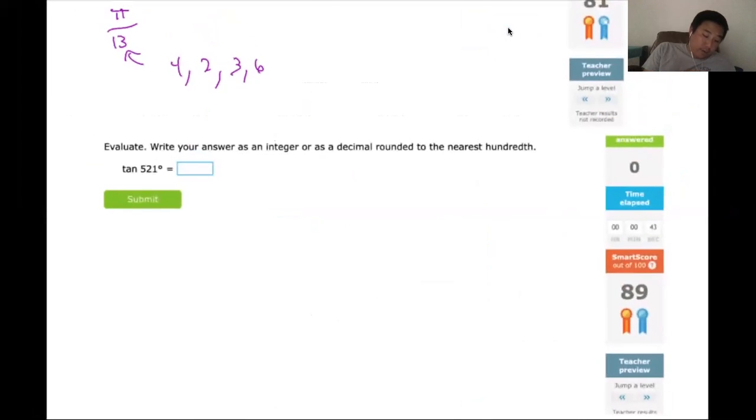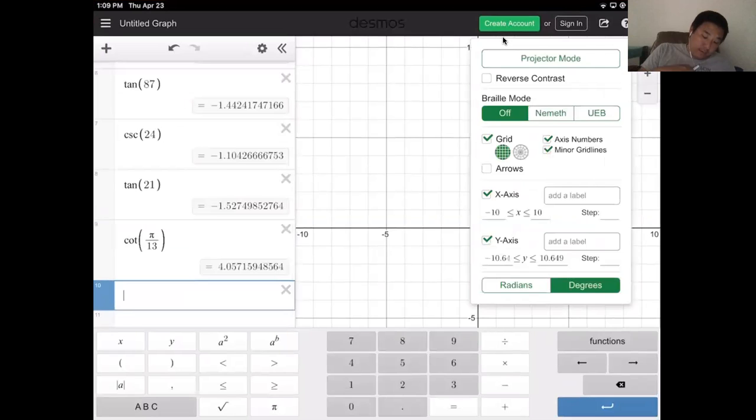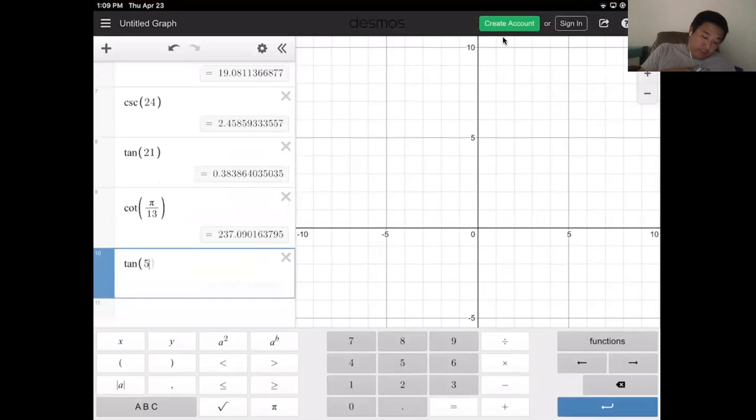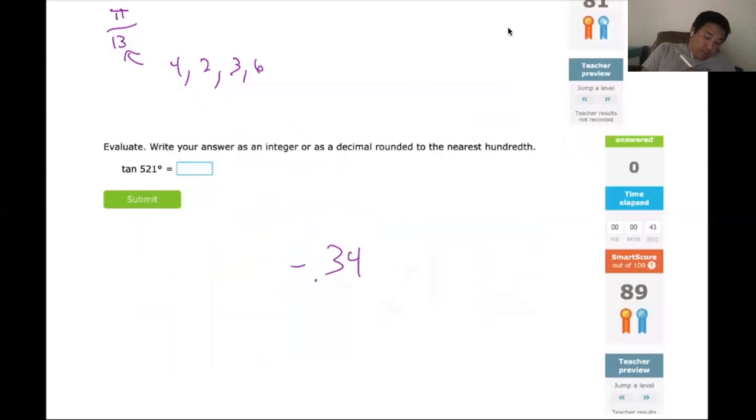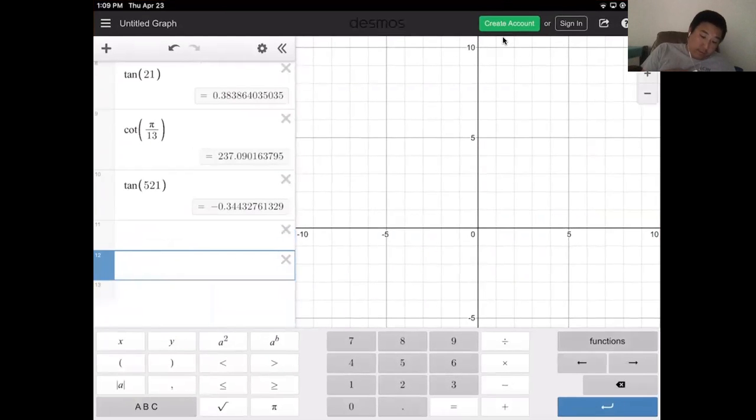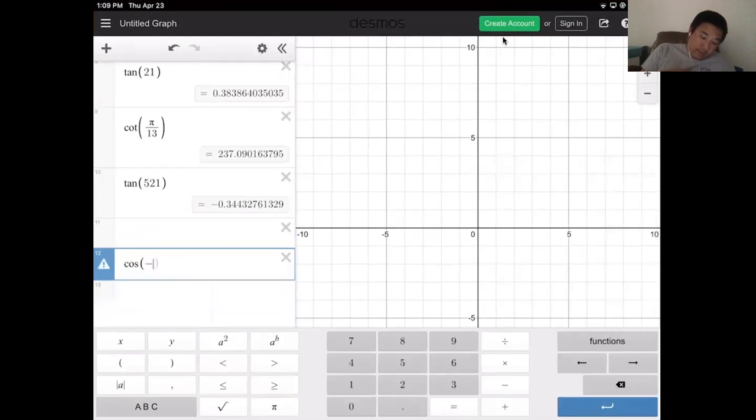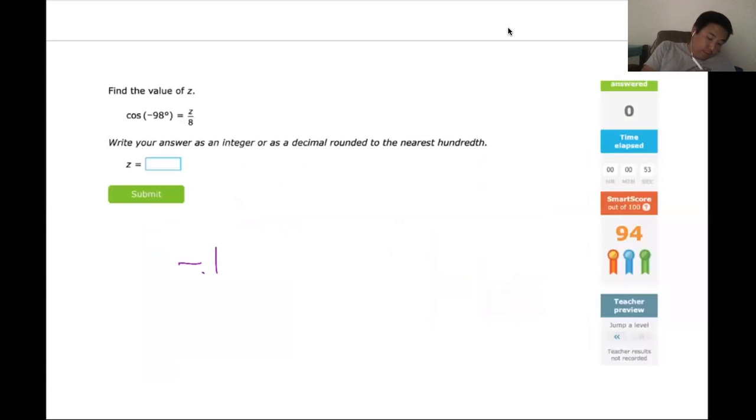So tan 521. So back to degree mode. Tangent 521, negative 3.4. And the value of z. So cosine of negative 98. Functions, cosine negative 98 equals negative 1.4. So negative 1.4 equals z over 8. Multiply both sides by 8.